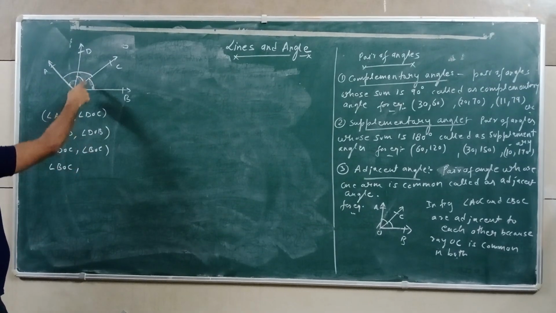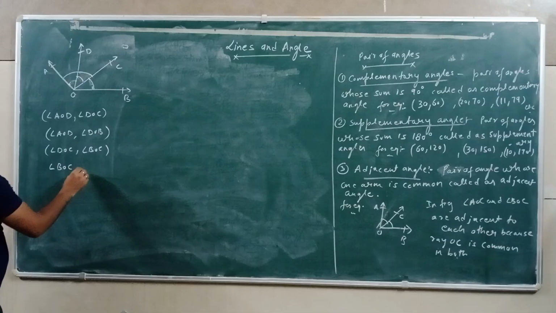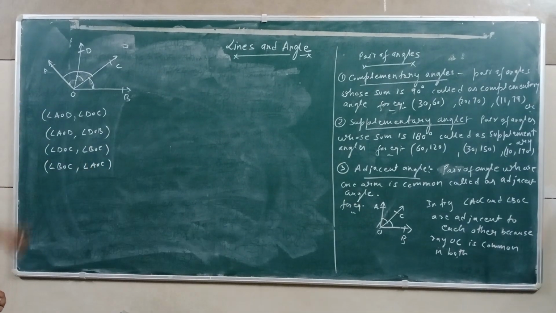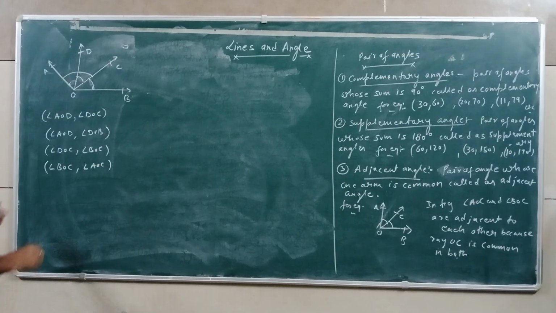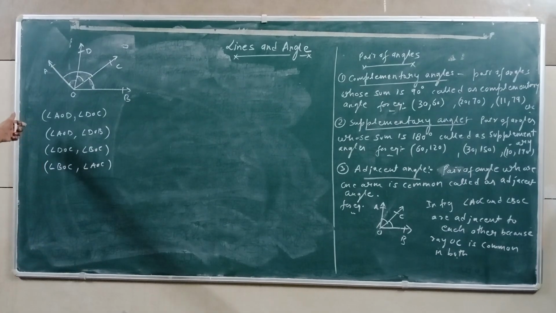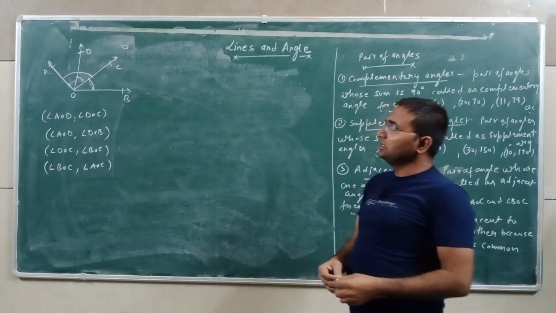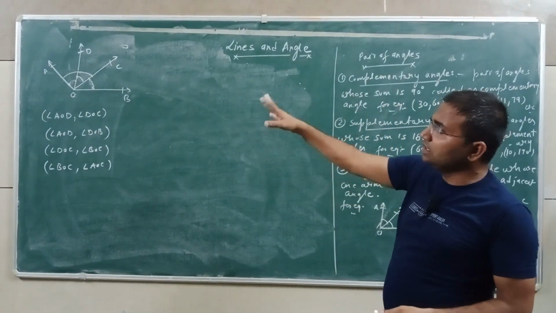Now see, this angle is adjacent. So what you will write? Angle AOC. Okay. So see here how you will write the third. You can see here there are four adjacent pairs in the given figure.